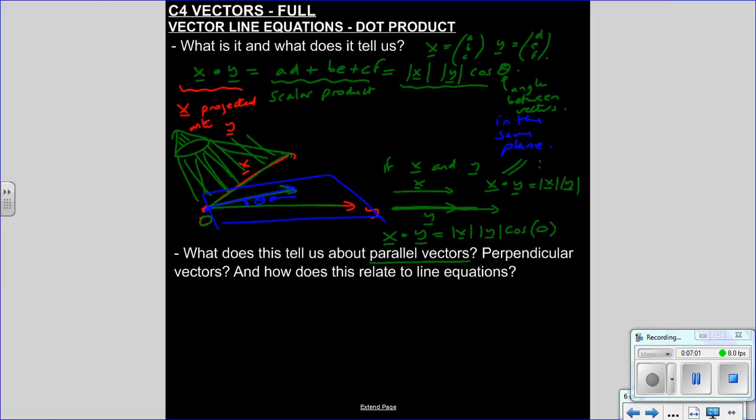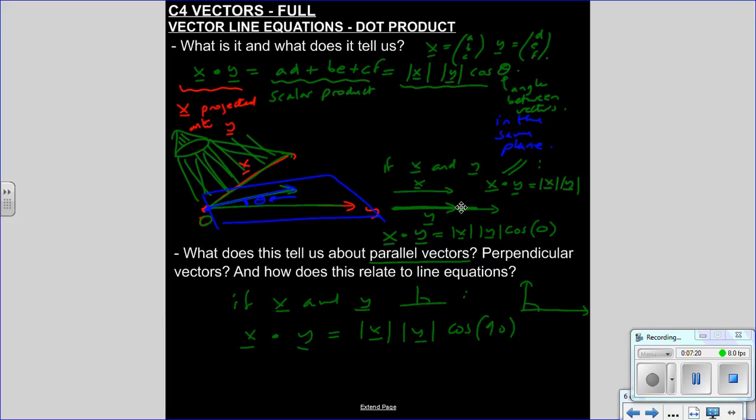Likewise, if x and y were perpendicular to each other, x dot y is going to be the same as mod x mod y cos, and this time it's 90 degrees, and cos 90 is 0. So this is a very important property. If perpendicular, the dot product is always 0, and that's going to be a big hint for you to solve problems. So if perpendicular, dot product is always 0.